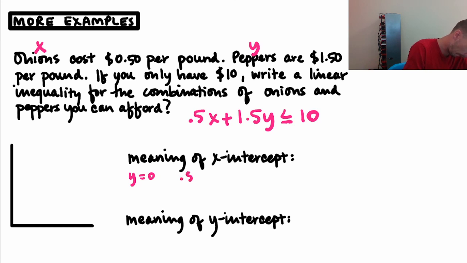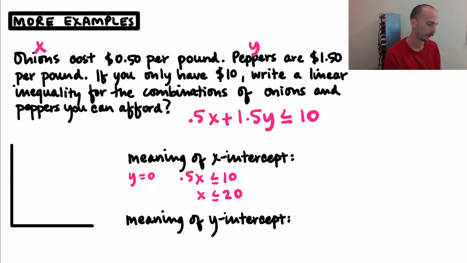So that's 0.5x plus 1.5 times 0, that's just going to be plus 0. Okay, so 0.5x plus 0 is less than or equal to 10. That's just the same as 0.5x is less than or equal to 10. And then x is less than or equal to 20. Okay, so if x is 20, then y is 0, which means that if I'm going to spend all of my money on onions and peppers, but I actually spend none of the money on peppers, I can afford 20 pounds of onions. Okay, and I'm going to just write that in there.